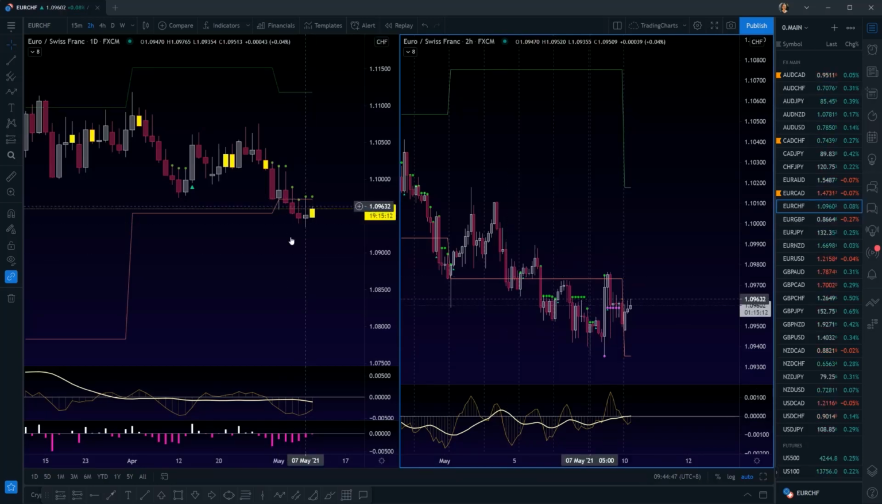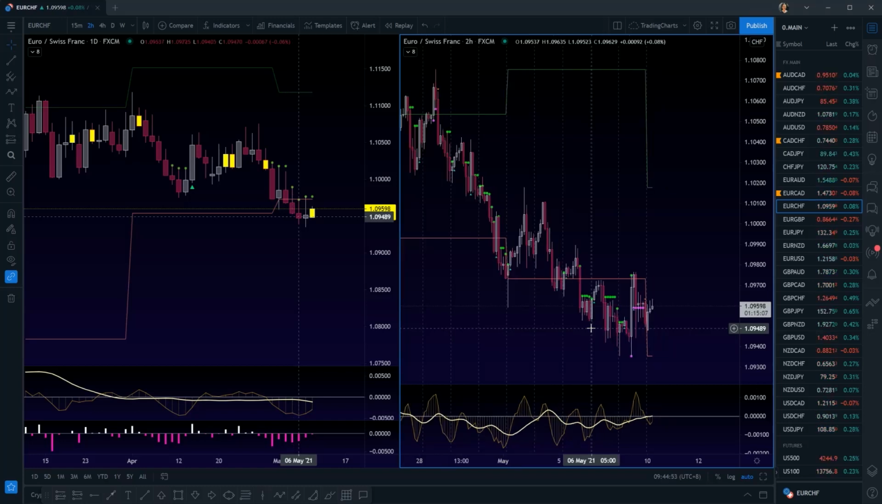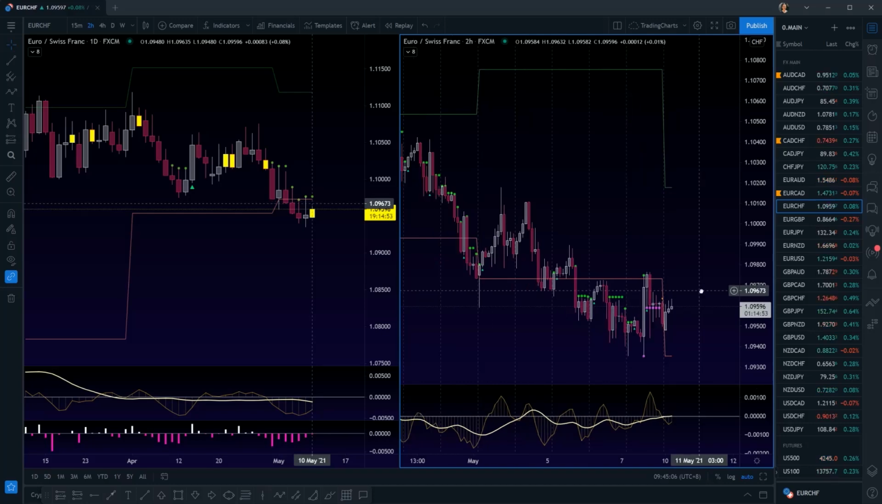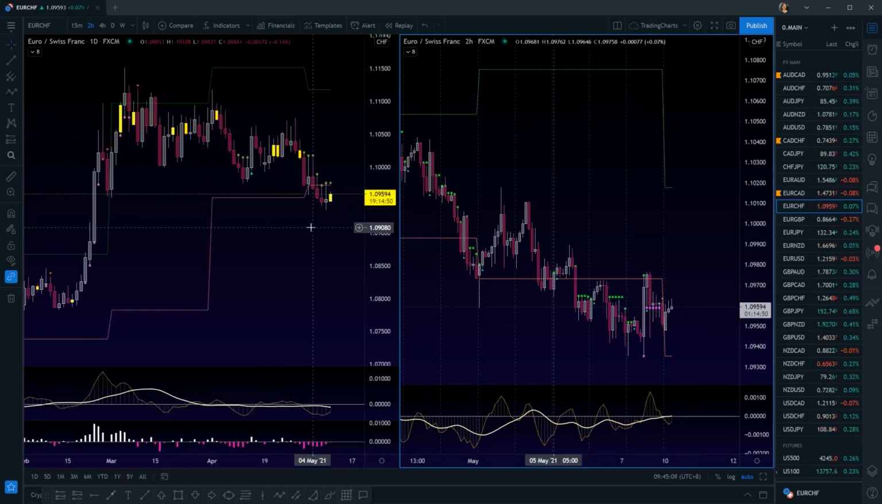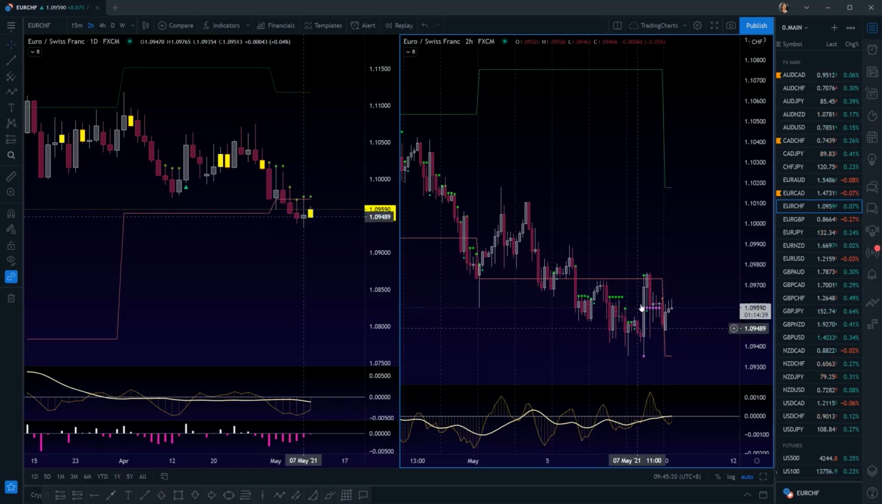Euro Swiss. There's no edge trading this right now. It broke the previous month's low, so there is still more downside. But right now, price action is really messy on the lower time frame, so I'm not considering any trades on this.